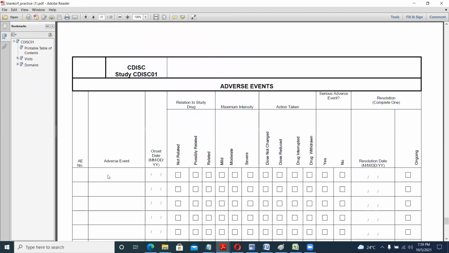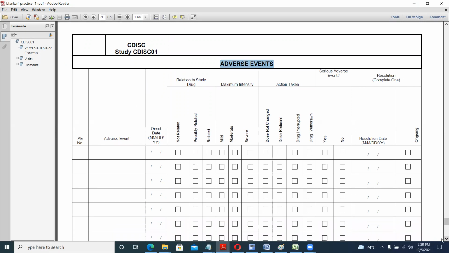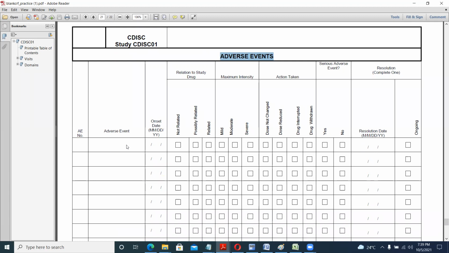Can you see this one? Adverse events CRF form, yes, right? Here the adverse event will be there, right? In the adverse event form, the patient ID will be written already. Every patient will have one CRF form. For one patient, I will write down all the events over here.